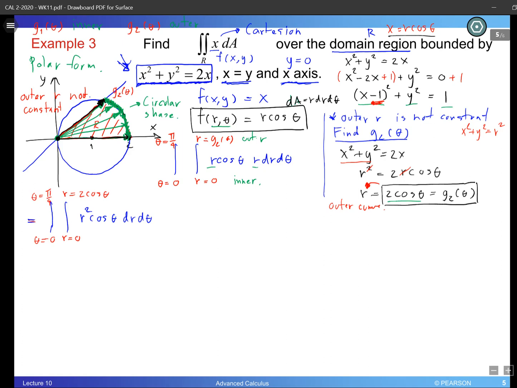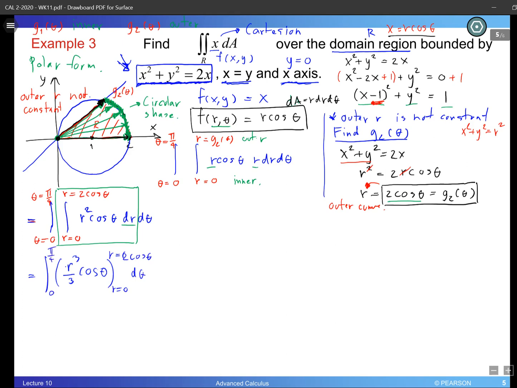So I'm going to integrate this with respect to r first. Once again, I'm going to work from the inside integral. Integrating with respect to r, this is equal to r cubed over 3, cosine theta stays the same, and I am supposed to evaluate this at two values of r. So this is r cubed over 3 cosine theta, evaluated at r equal to 0 and r equal to 2 cosine theta. And I'm supposed to integrate this again with respect to theta, starting at 0 and ending at pi over 4.